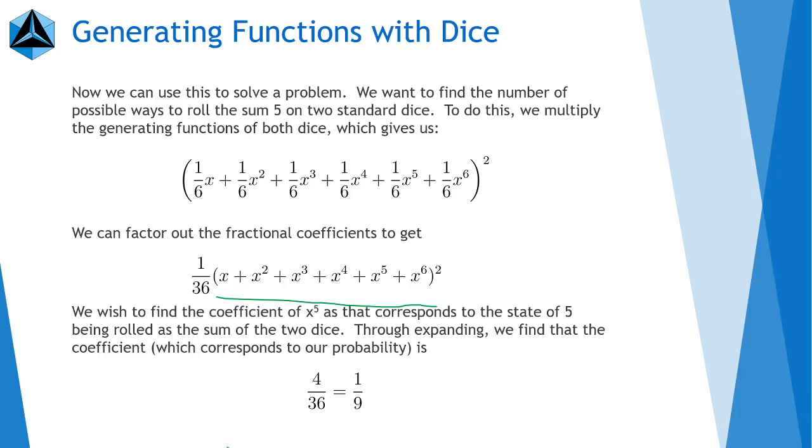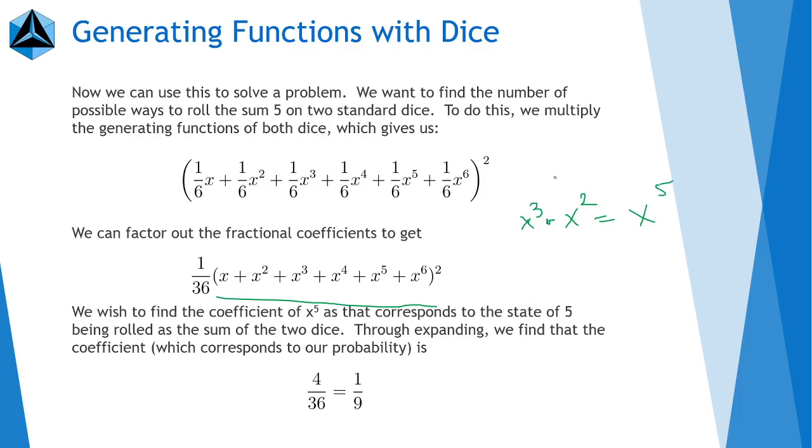Now, to understand why this works, let's say we rolled an x cubed on the first die, which corresponds to a 3, and an x squared on the second die, which corresponds to a 2. Well, this clearly sums to 5. If we take the product of these two variables, we get x to the fifth. This is why this works. Since we're multiplying these two variables, the exponents add, giving us x to the fifth. And hence, the number of ways we can get 3 and the number of ways we can get 2 get multiplied to give us the number of ways we can get 5.